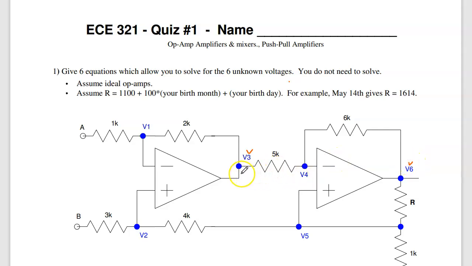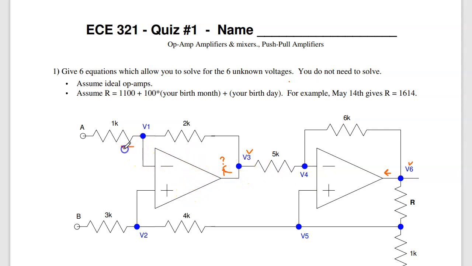For op-amps, I would like to write the node equation at the output, but I can't because I have no idea what the current is from the op-amp. The op-amp can source or sink whatever it takes to force V plus to be V minus. So these currents, I don't know what they are. And likewise, I can't write the node equations if I don't know what one of the currents are. So V plus equals V minus is the output equation.